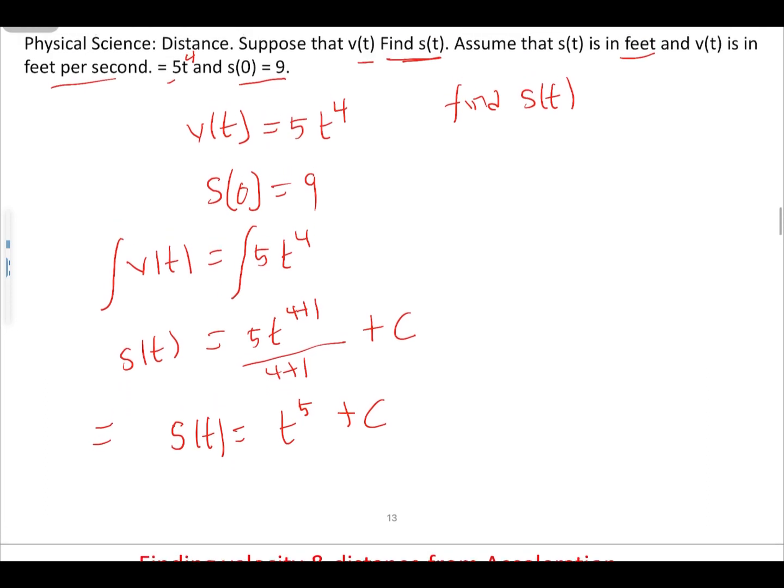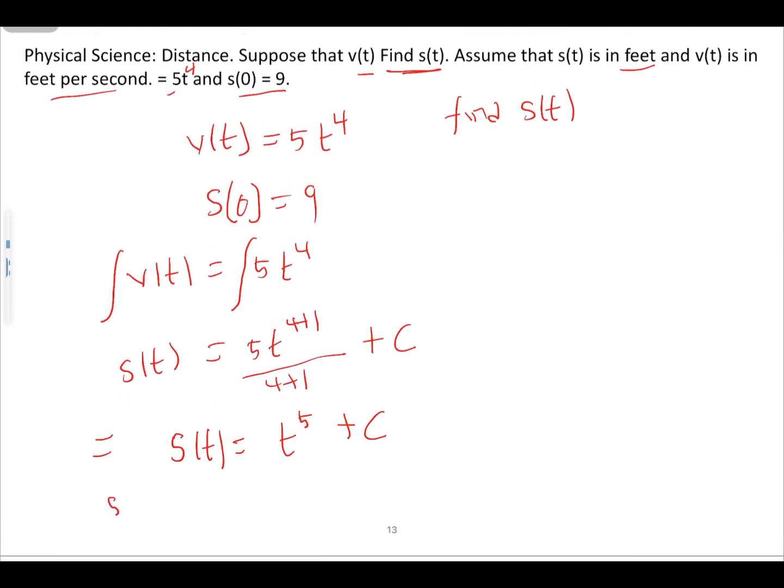And remember that in the question, we were told that x of 0 is equal to 9. That means that at time t equal to 0, the distance is 9. And therefore, when we substitute x of 0, which is equal to 0 power 5 plus c, where x of 0 is equal to 9, we can say that 9 equals 0 power 5 plus c, and therefore c equals 9. So what we need to do is to come back and plug it into the original function to get our particular solution of the distance function.